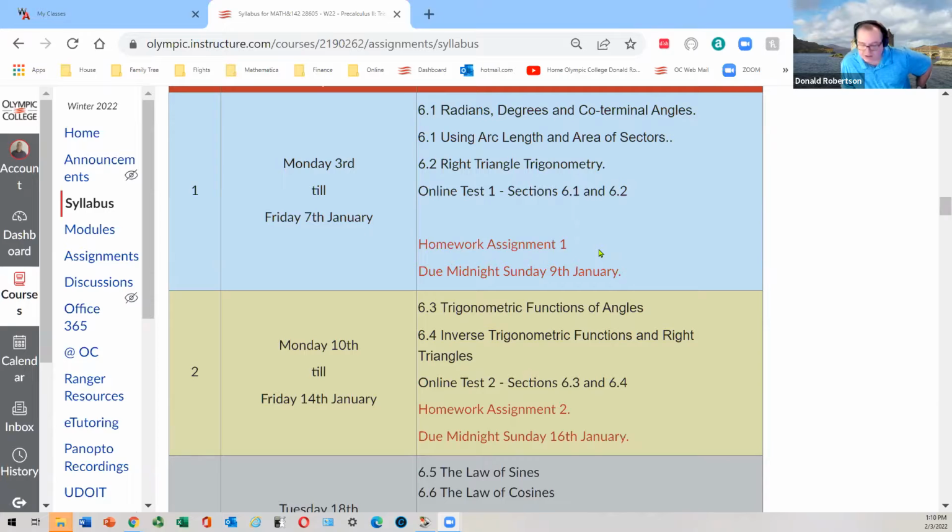Arc length and area sector formula. Remember, arc length was r theta, and the area of a sector was 1/2 r squared theta. And make sure that everything's in radians when you use that. And then we did a whole load of right angled stuff. Basically SOHCAHTOA, didn't we?